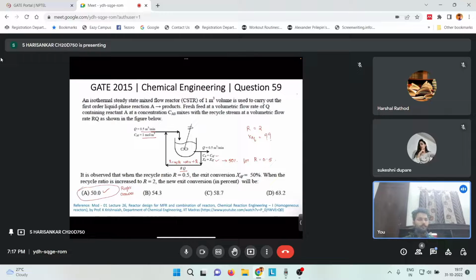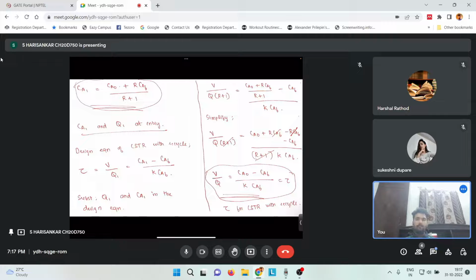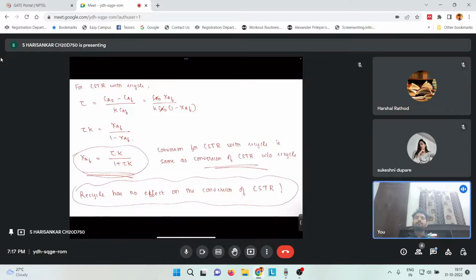Okay, so did you guys understand how we did this? Basically, we tried to find an equation for the conversion of CSTR with recycle as well as without recycle, and after doing the manipulation, we found that the conversion for CSTR with and without recycle is the same, right? The conversion was XAF equal to tau K by 1 plus tau K. That is the same equation for CSTR with the recycle as well as without recycle.